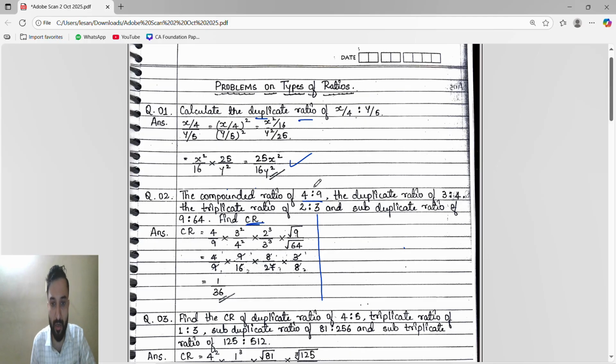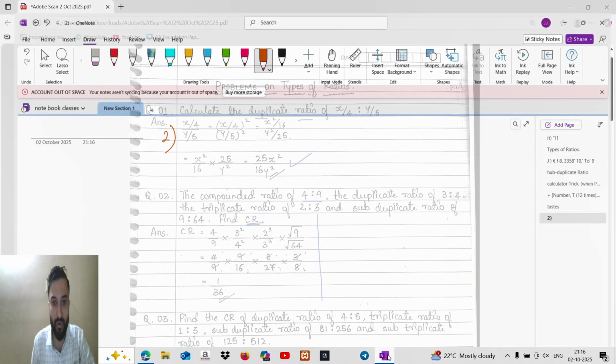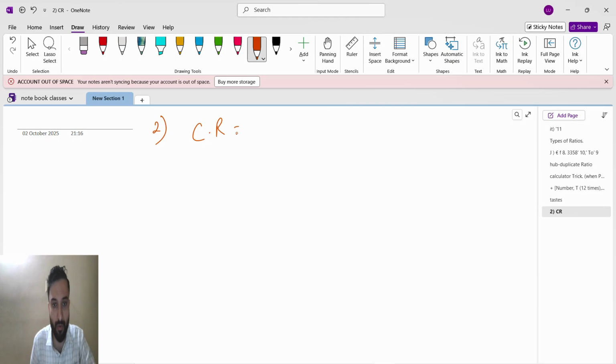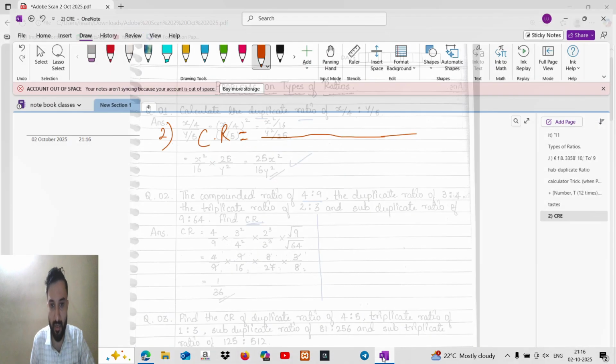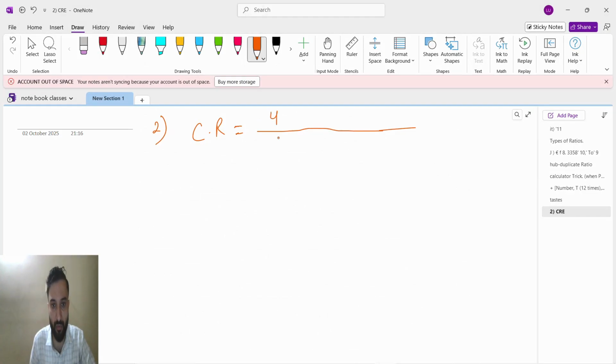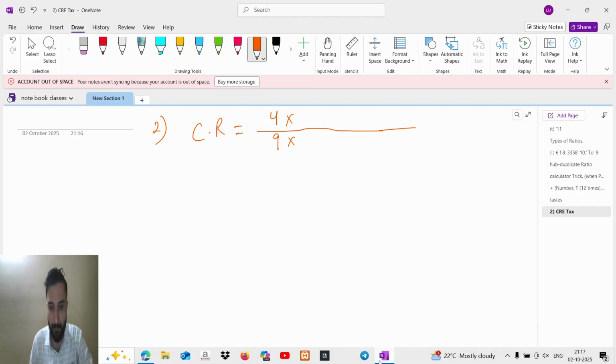So guys, compounded ratio of 4:9. We know compounded ratio is what? Compounded ratio is product of antecedent divided by product of consequent, means product of numerator divided by product of denominator. So first is what? Simple, 4:9. They had given a ratio 4:9, so I will write 4:9, then multiply, because all the numerators will multiply and all the denominators will multiply.